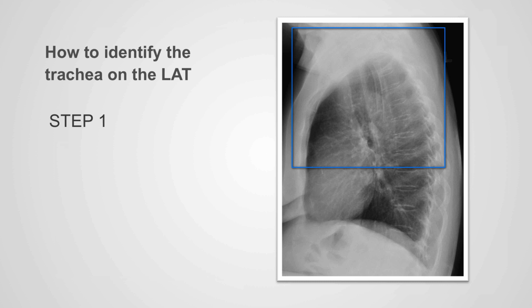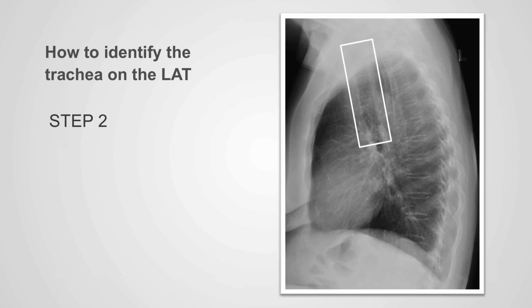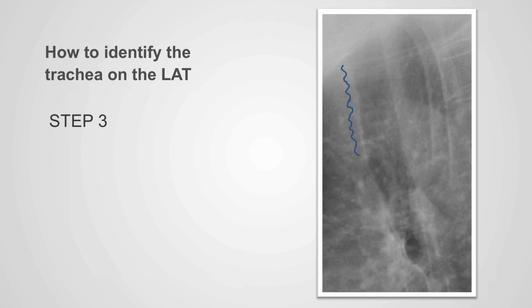How do we identify the trachea on the lateral X-ray? First, we focus our vision to the lower neck and upper thorax. We identify a black rectangle that is orientated vertically but angled from superior anterior to inferior posterior. We now confirm that this is the trachea by identifying the tracheal corrugations.